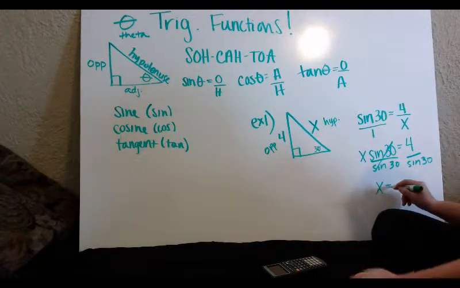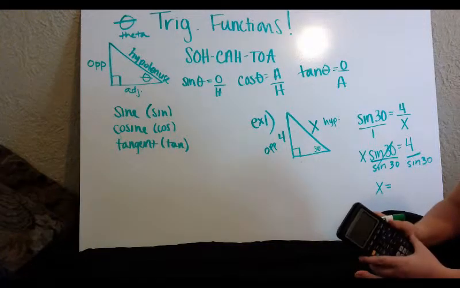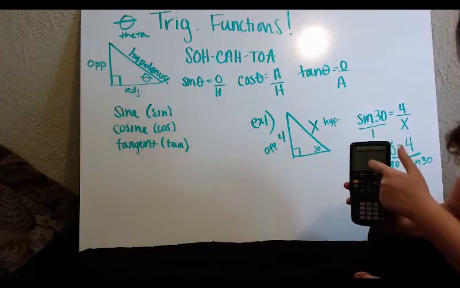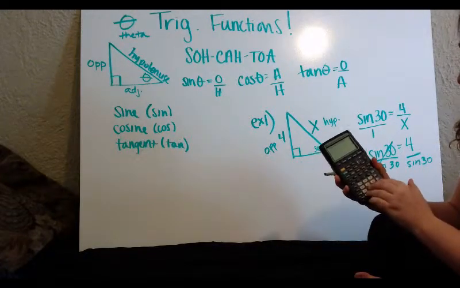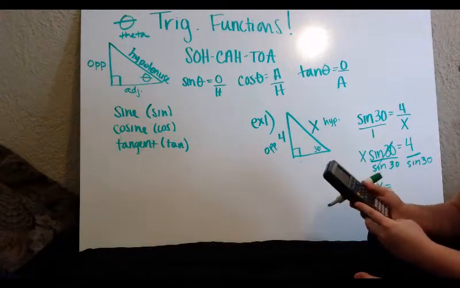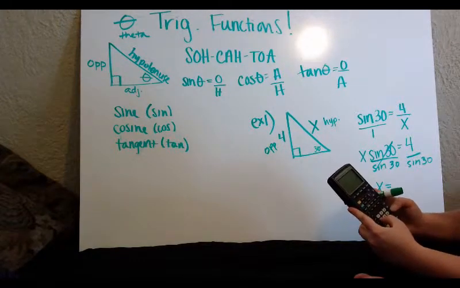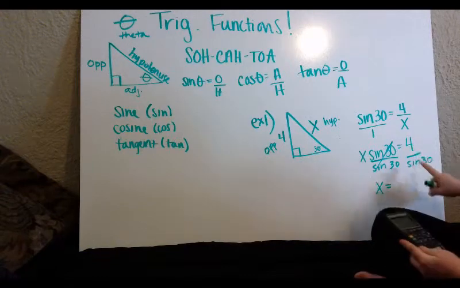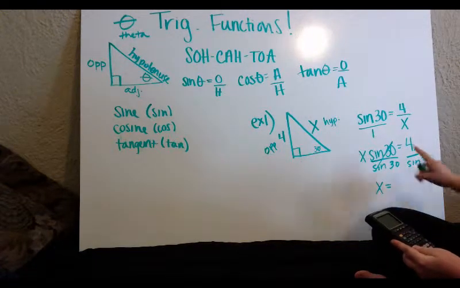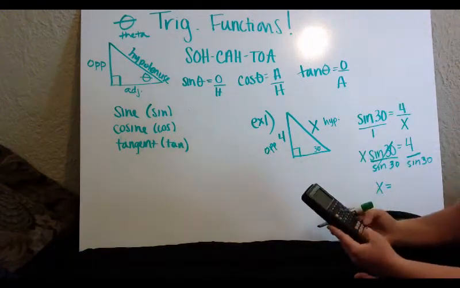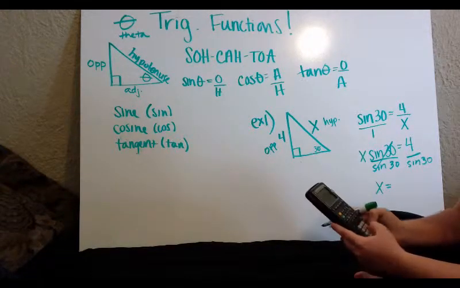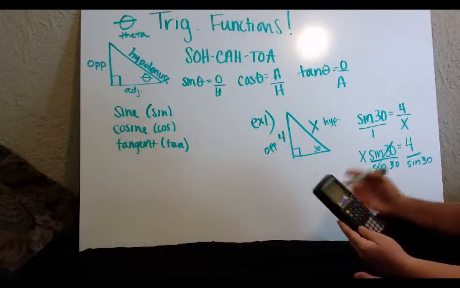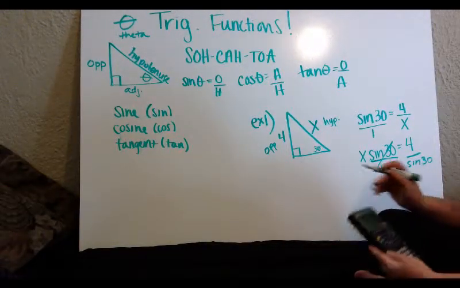So x is equal to, and then now you have to put this in your calculator. If you have the type of calculator that literally just shows whatever you type, this is going to be much easier for you. So what you need to push in your calculator is 4 divided by, and then whenever you type in sine 30, you want to make sure you have the whole thing in parentheses. So I'm going to do parentheses sine of 30, and then end my parentheses, and I get the answer 8.